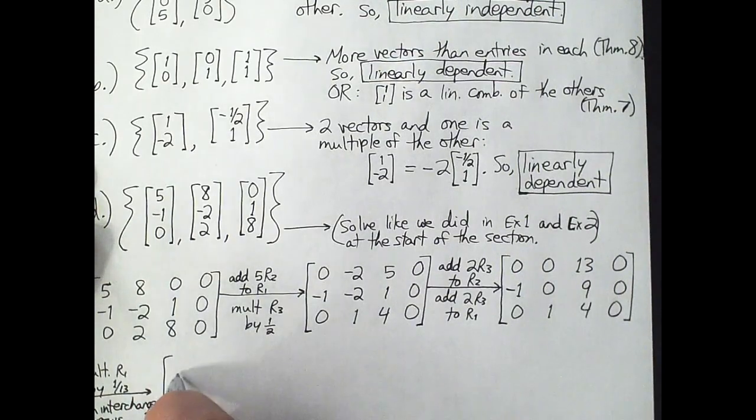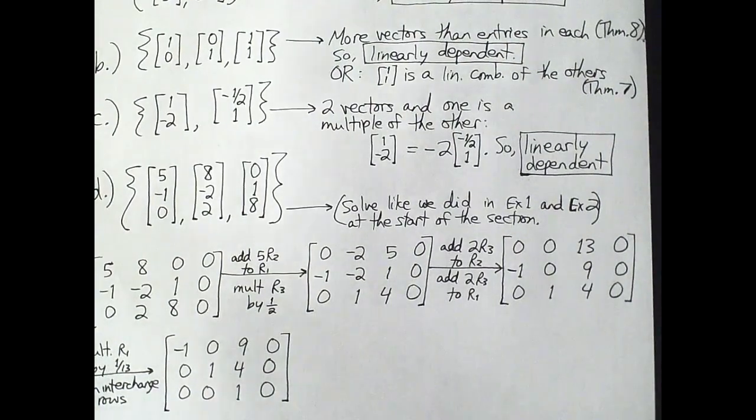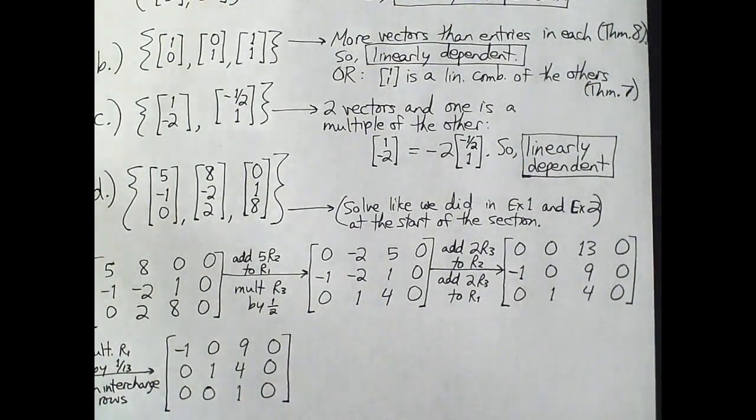So I'm going to put this row on top. I'm going to put this row in the middle. It makes sense for this to go in the middle. And the row 1 that got multiplied by 1/13 is going on the bottom. Get that nice triangular form. Okay, so this is in row echelon form. It's not in reduced row echelon form, but it's in row echelon form.